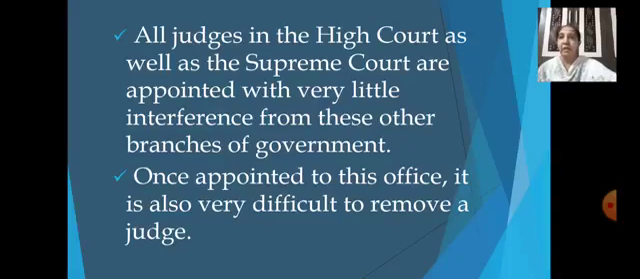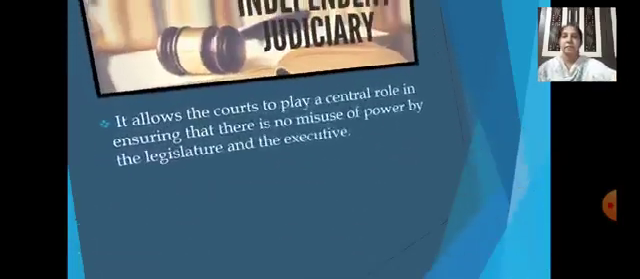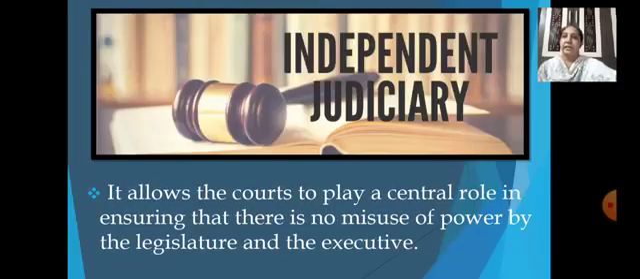The most important thing is there, why the judges in the High Court as well as the Supreme Court are appointed with very little interference from these other branches of government. Because once they are appointed from there, they cannot be removed from there. It is very difficult to remove a judge. So that is the reason. Now, independent judiciary, what is that? I hope you understood the meaning of the independent judiciary.